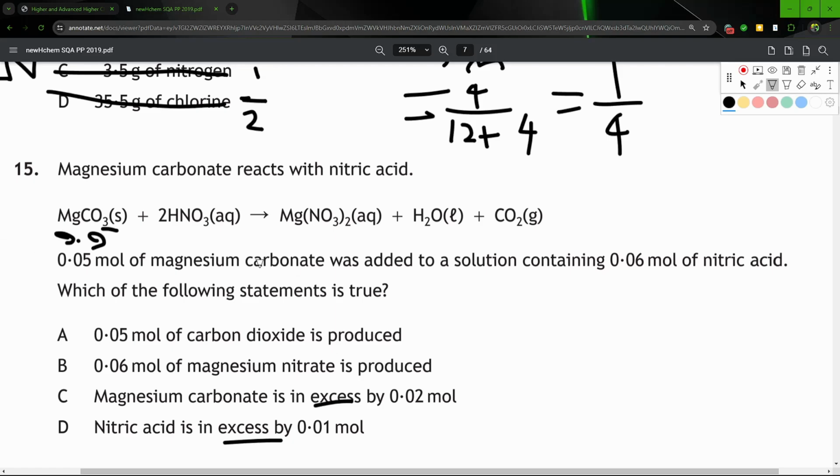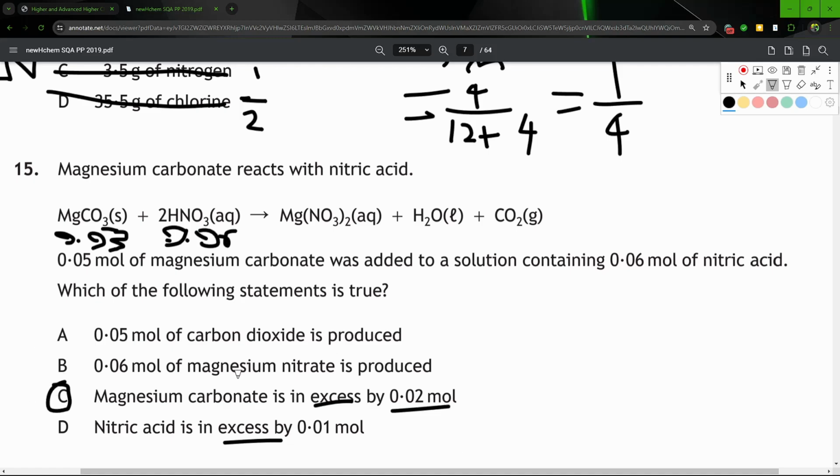So, how to figure this out? Well, we'll do the opposite thing. If you have 0.06 here of this nitric acid, well, if we divide it by 2 to figure out how much magnesium carbonate we would need, 0.06 divided by 2 would be 0.03. Which means, yes, it is in excess by 0.02 mole. So the answer is C.